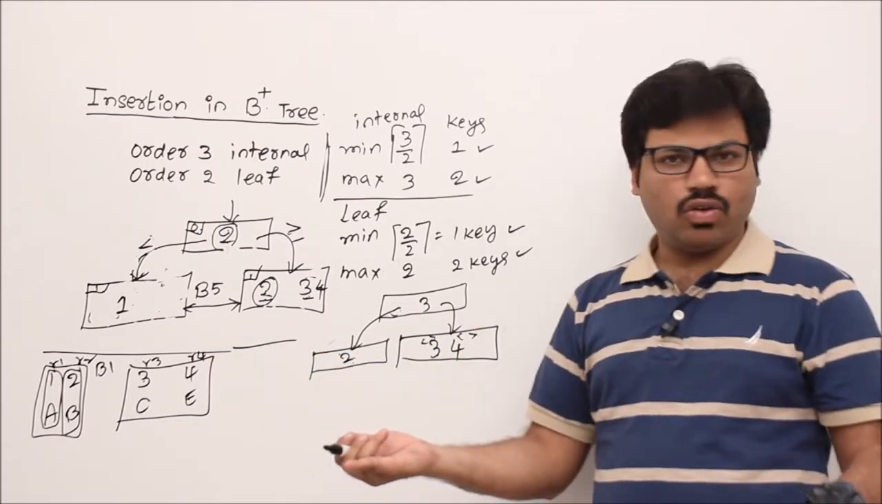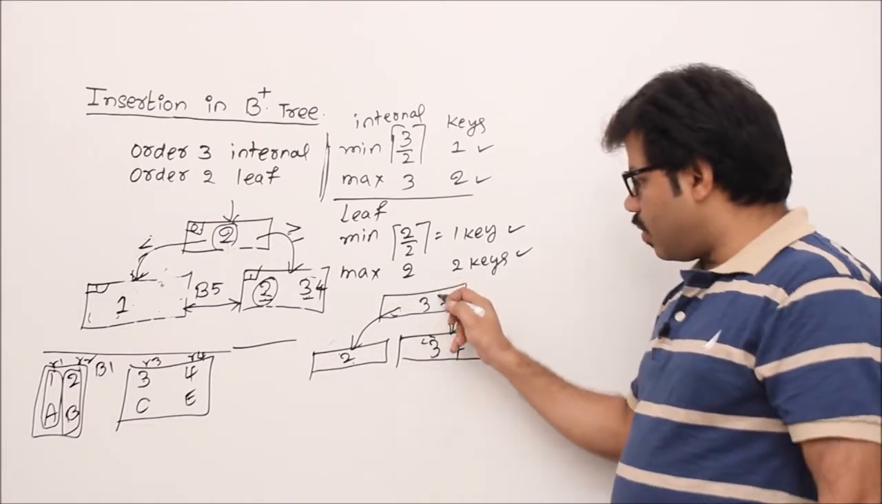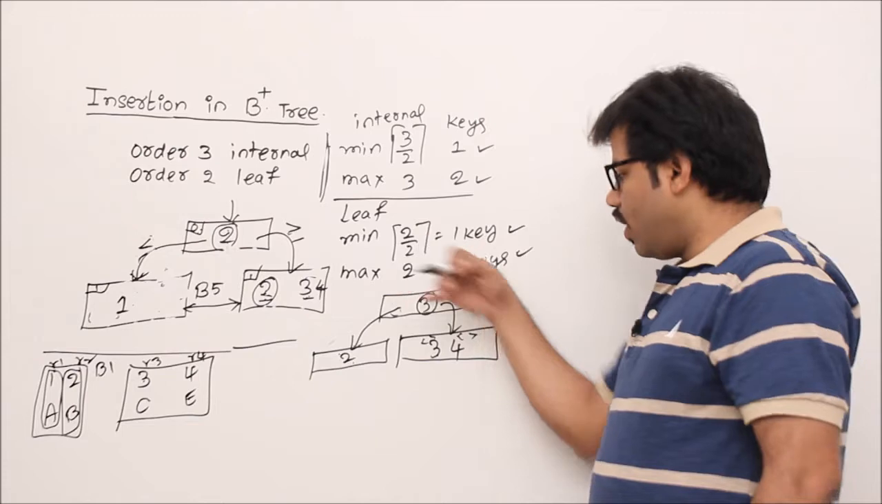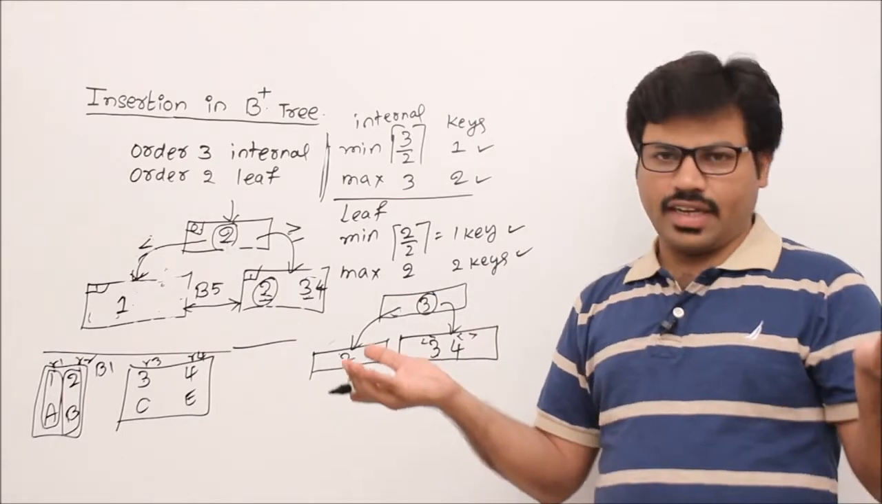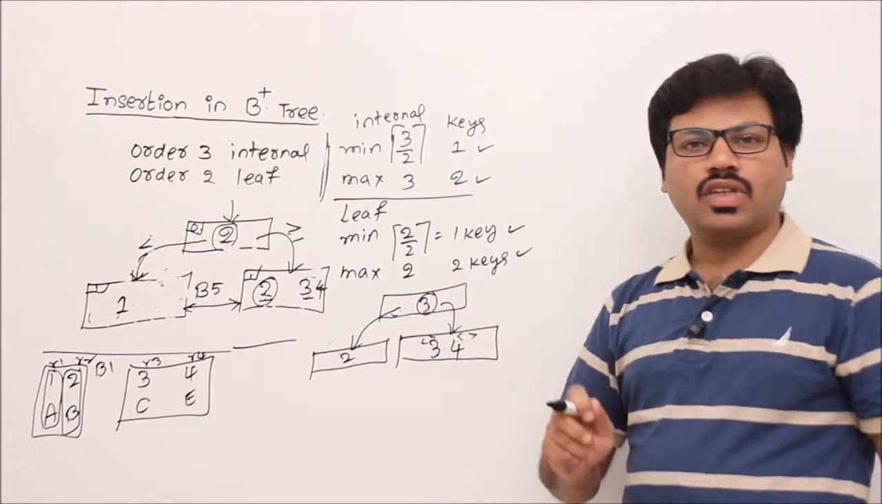So every key has a record pointer in the leaves, right? The purpose of this 3 is only for indexing the tree, that means for showing the directions. That's why we require to keep 3 here and here, right?